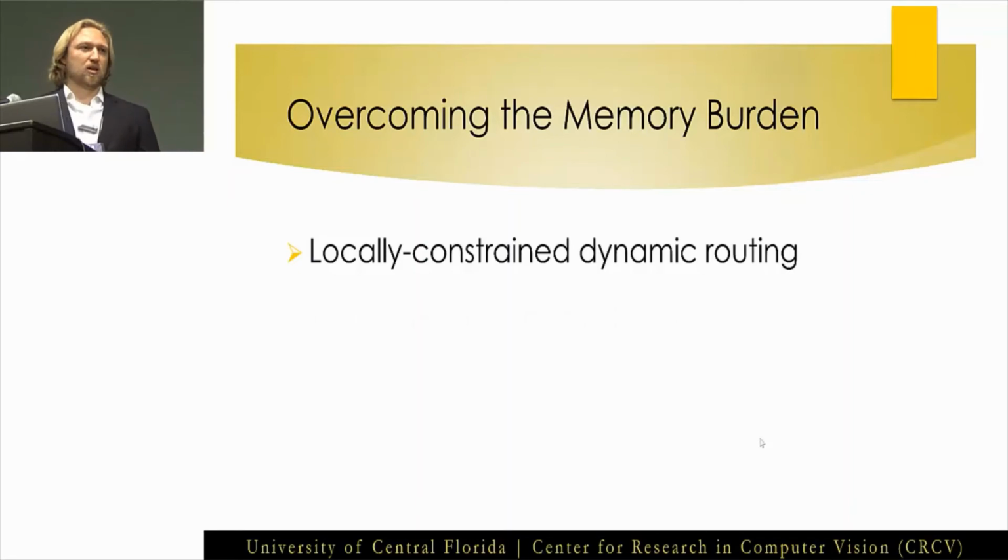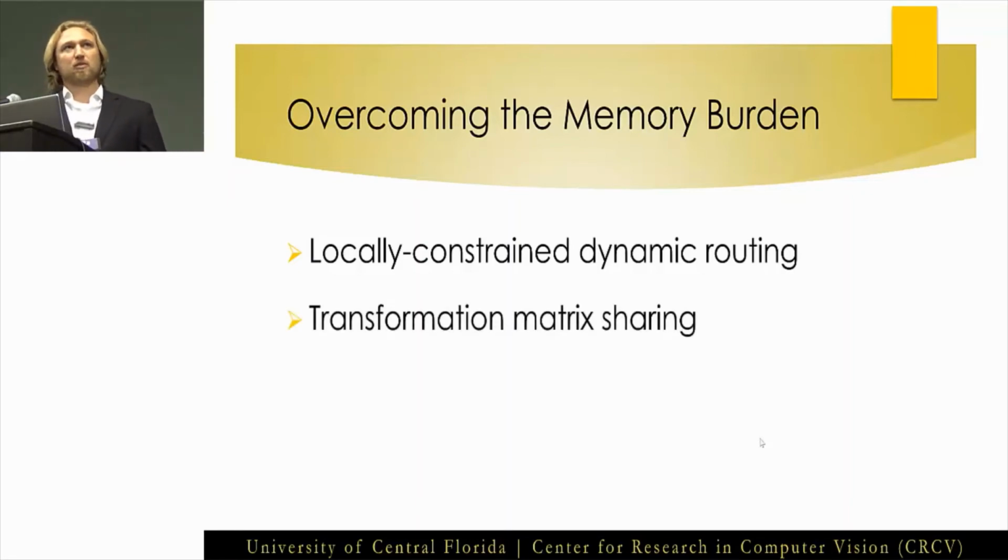Another is transformation matrix sharing. In this way, every parent capsule still has a unique transformation, but child capsules share transformation matrices across spatial locations. So when we're trying to transform where the roof of the house is, we share that feature vector that transforms roof to the parent of house spatially. It's the same thing we do with convolutional networks, so nothing crazy there. But these two things added to convolutions help with the memory a lot.